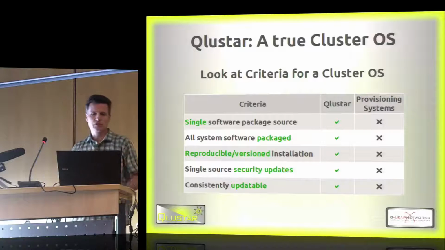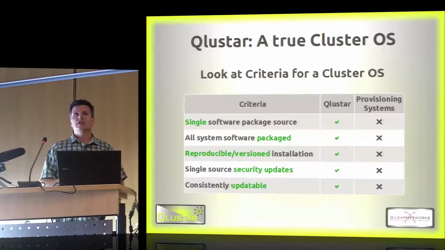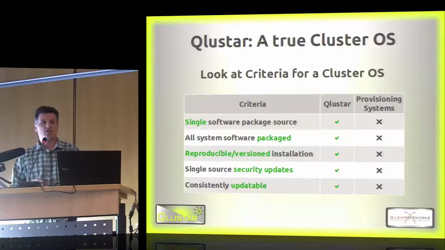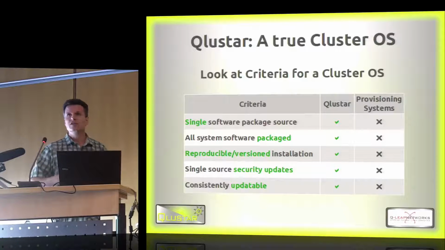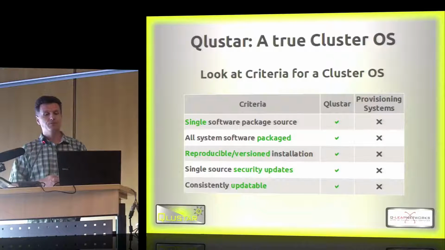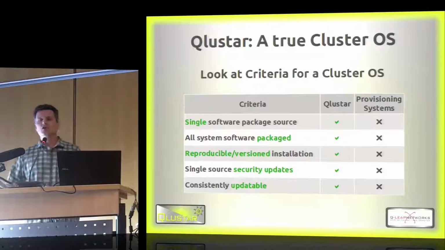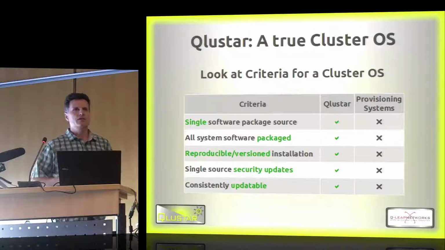So it's exactly reproducible. Next thing is, is there a single source for security updates? Again, Qlustar provides that, just like for normal packages, and there is actually a real security infrastructure: we provide regular updates and newsletters about security problems. And again, for provisioning systems, that's not the case, because the security updates you get come from the distribution that they're installing, and then if you're lucky, you get some security updates for the software that they put on top of that as well.